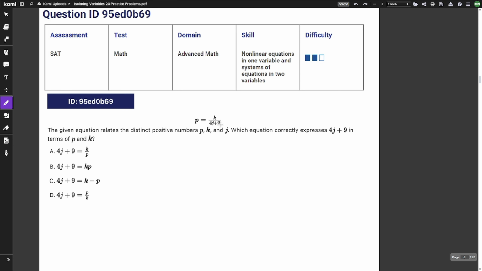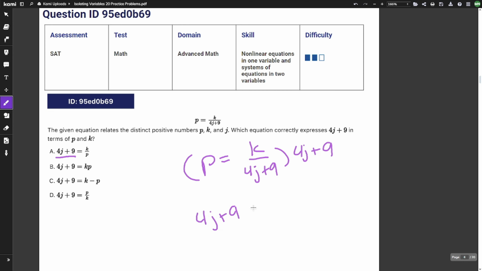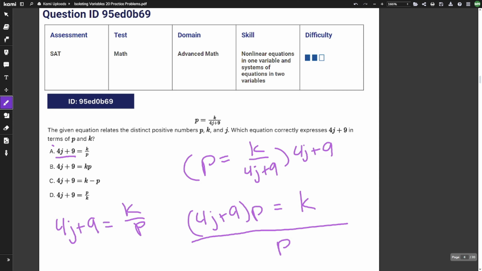Question number 6. We have this equation and we want to get 4j plus 9 by itself. So first thing we're going to do is multiply both sides by 4j plus 9 to get it out of this denominator. And we get that (4j plus 9) times p is equal to k. And then we just divide the entire thing by p to get 4j plus 9 by itself. And we get that 4j plus 9 is equal to k divided by p, or A.